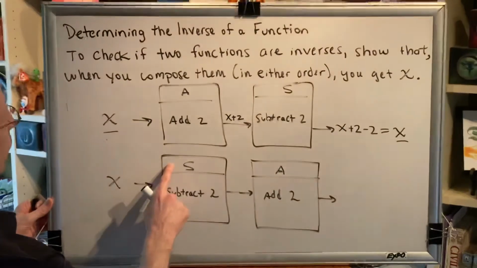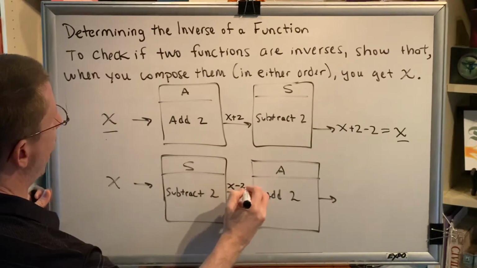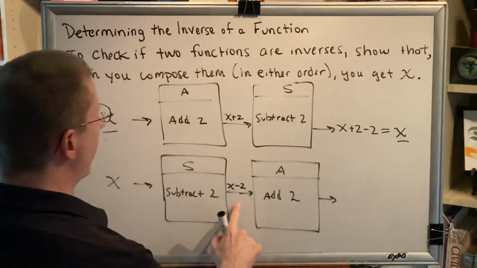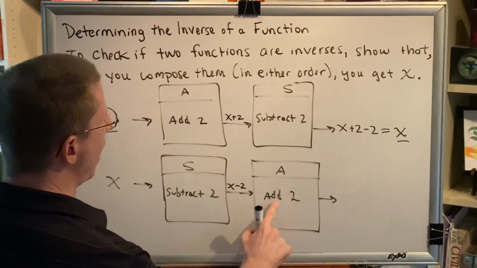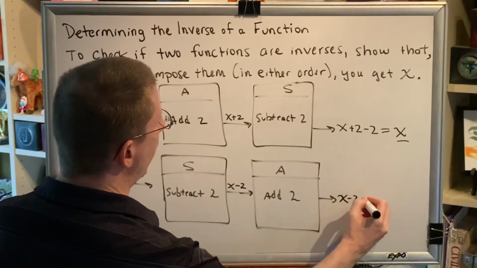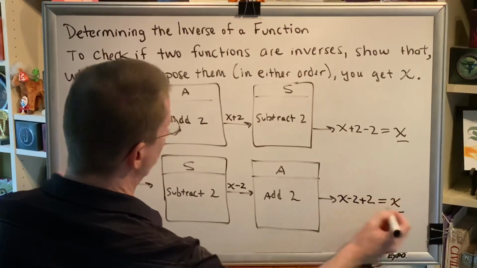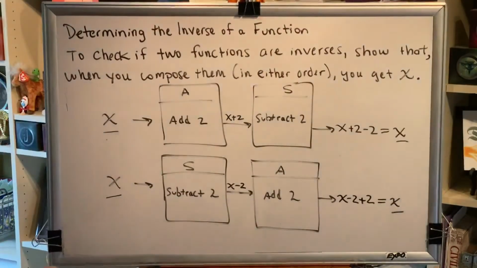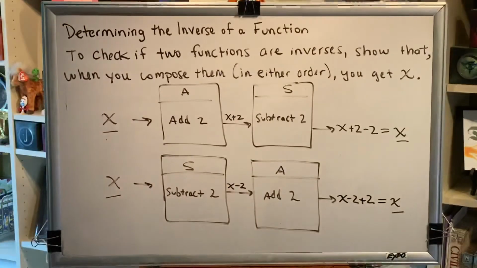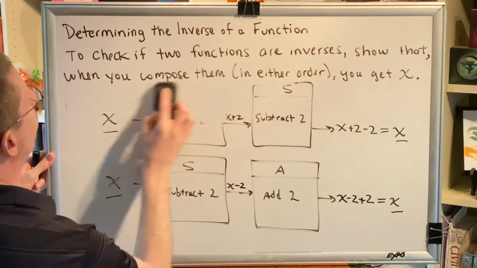When x goes into function s, the subtract 2 function, what comes out is x subtract 2. Then when x subtract 2 goes into function a, the adding function, what comes out would be x subtract 2 add 2. The 2's cancel, leaving us just x. By composing two functions together, you are proving that they are inverses of each other. Now, how do we write this using algebraic symbols?